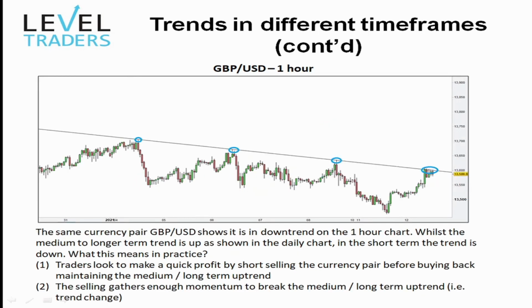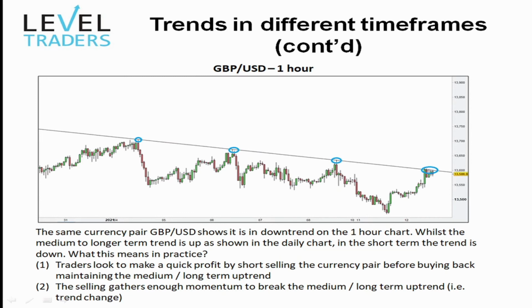Now the same pair, same currency pair, GBP USD, however, this is a 1 hour chart. All of a sudden, this is showing a different trend, right? With consecutive lower highs and lower lows. So, what does this mean? Daily time frame is in uptrend, but the 1 hour time frame is in downtrend.